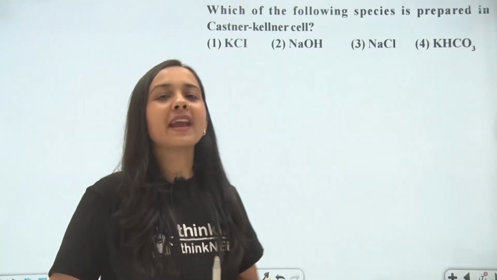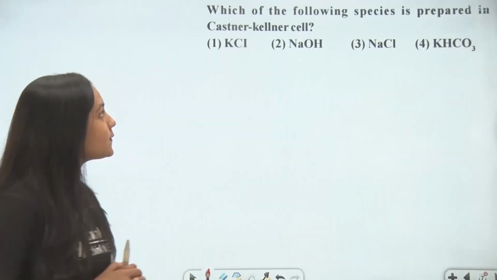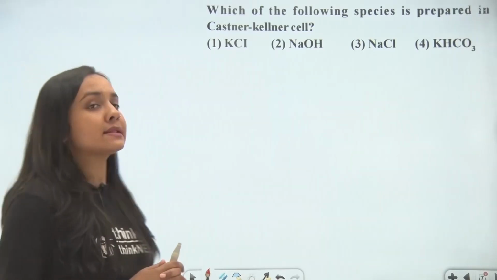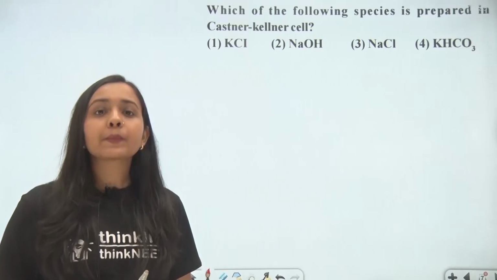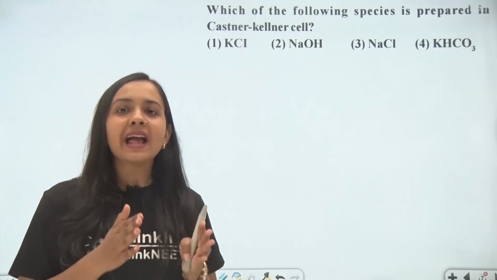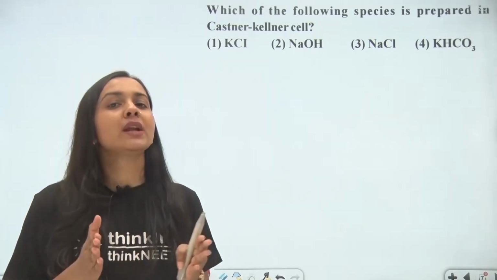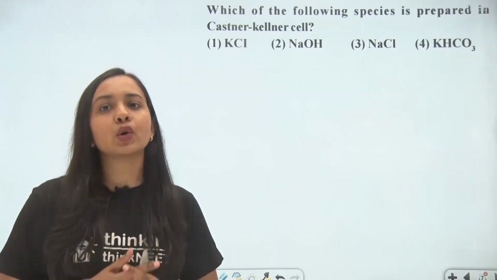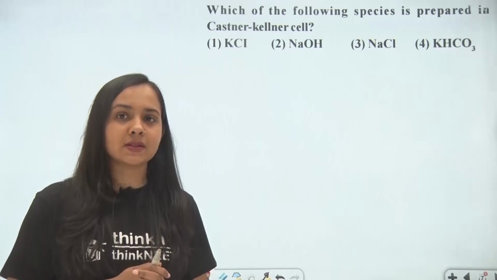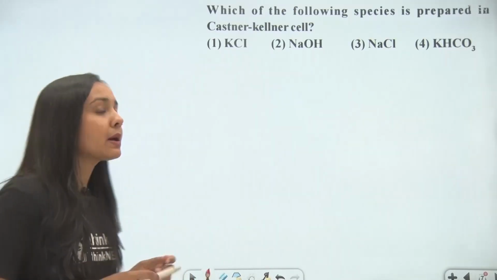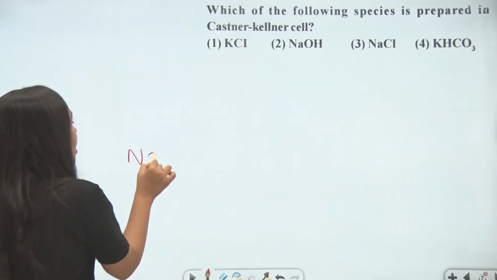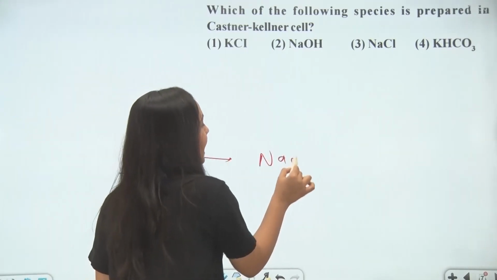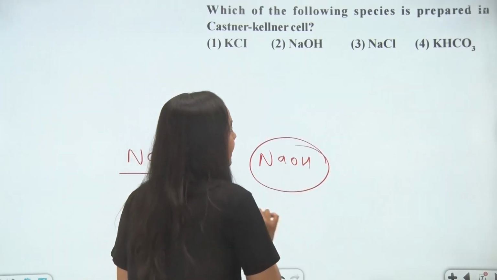Hello dear students, our next question is, which of the following species is prepared in Kastner-Kellner cell? Student, basically to prepare NaOH solution by electrolysis of NaCl in Kastner-Kellner cell, that process is known as the Kastner-Kellner process. So we can say that by the electrolysis of NaCl aqueous solution, we will prepare NaOH in Kastner-Kellner cell.